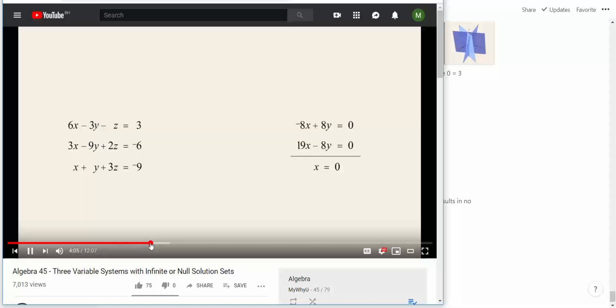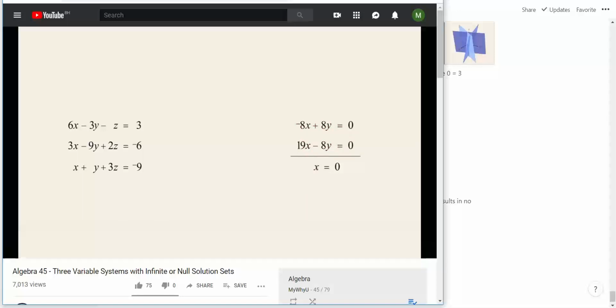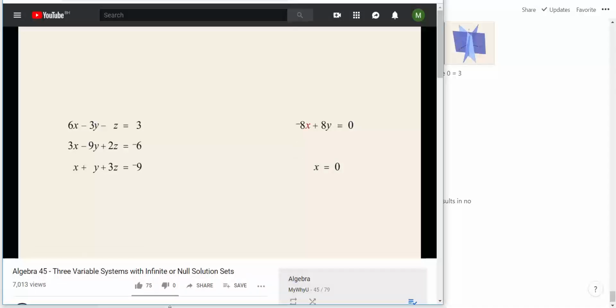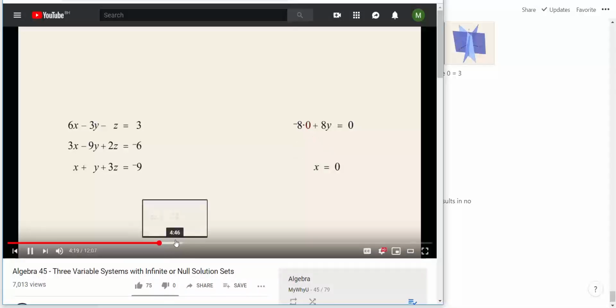Now that we know the value of x, we can set x to 0 in either of the two equations we just added and solve for y. Setting x to 0 in the first equation, you do the substitution basically.